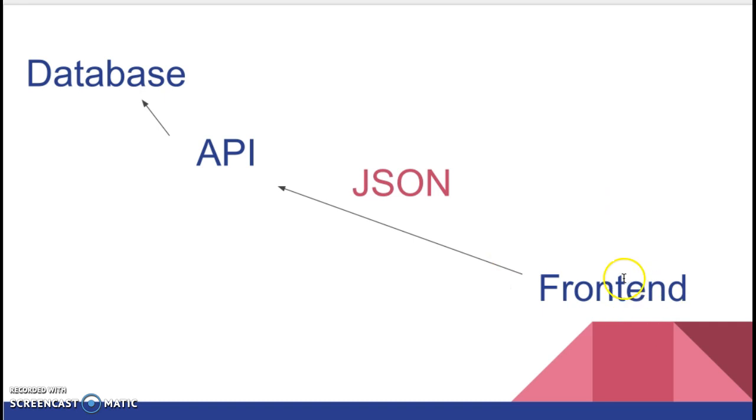So the front end will submit that information to the API in the form of JSON, and then it will be delivered to the database. So it can go either way, from pulling information from the database or delivering information to it.